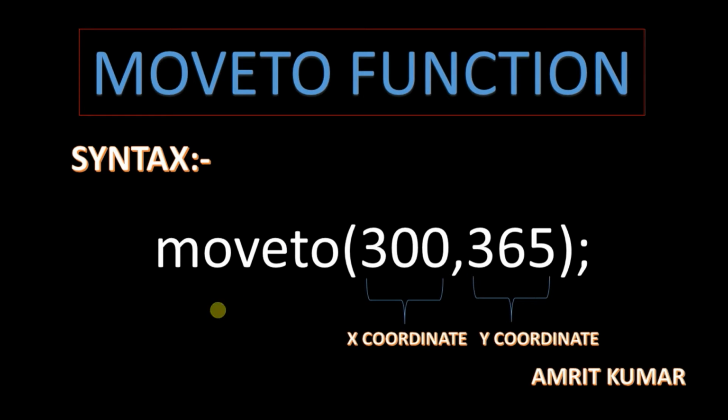So let's look at the moveto function. This is the syntax. It is the moveto function which helps us to move to an x coordinate and y coordinate. You need to specify the x coordinate and the y coordinate here. You know about the x and y coordinates: the horizontal line is the x coordinate and the vertical line is the y coordinate. Now let's look at the program related to it.